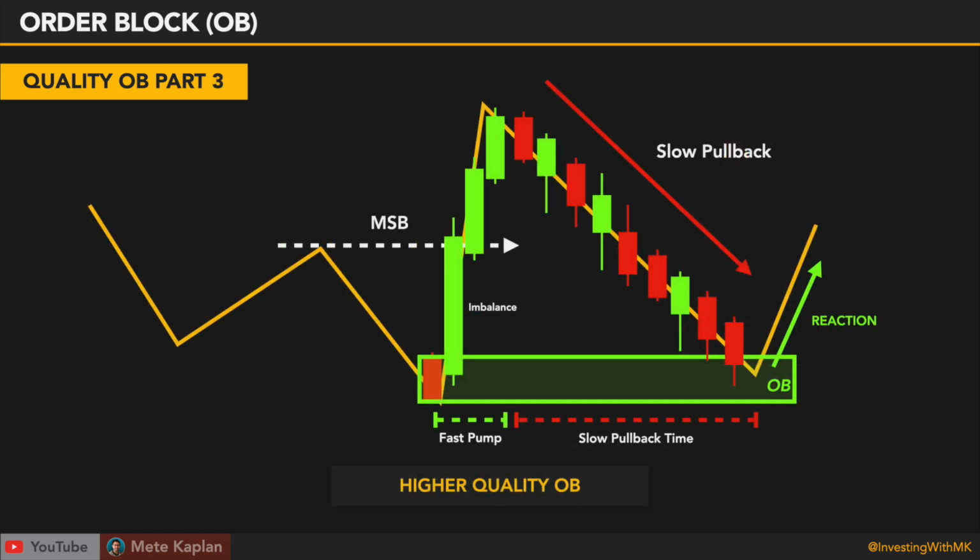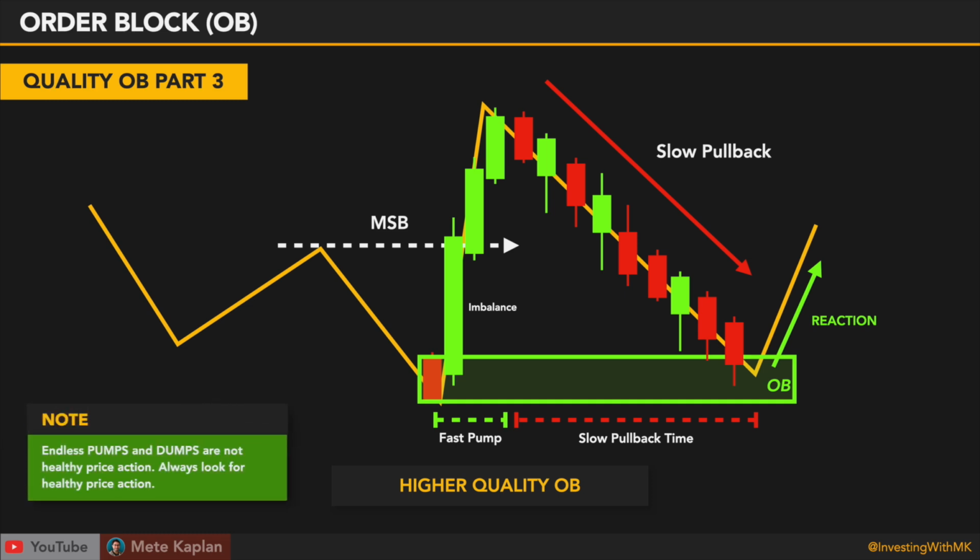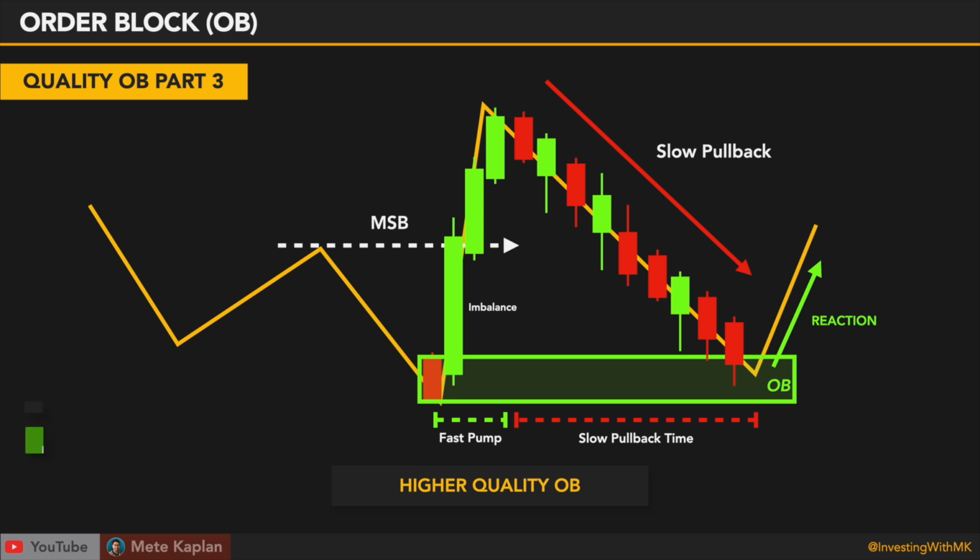Quality order blocks part 3. Right after a big pump with imbalanced candlesticks, I would like to see a slow pullback to order block supply and demand zones. This indicates healthy price action. Otherwise, if you see pumps and dumps all the time, it means that it is quite an easily manipulated asset.